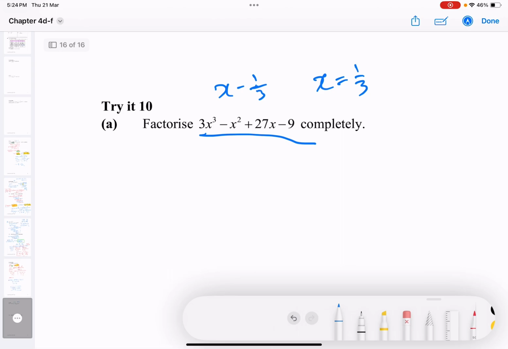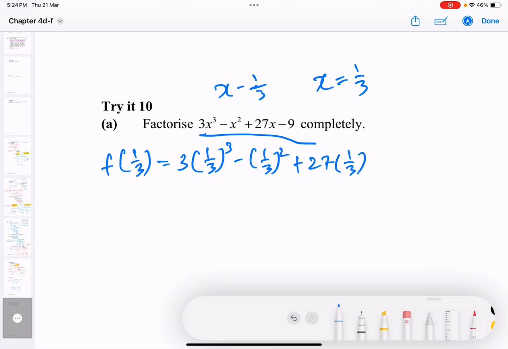But how do you actually show your working? You can show it by substituting 1/3 into the function. When you substitute in 1/3 into the function, you're going to get 0. So therefore you can conclude that x minus 1/3 is a factor.